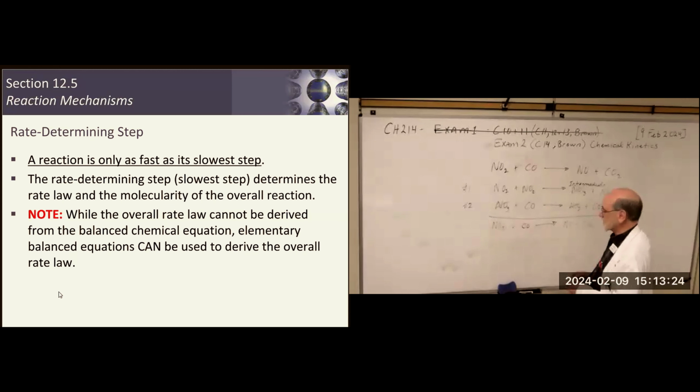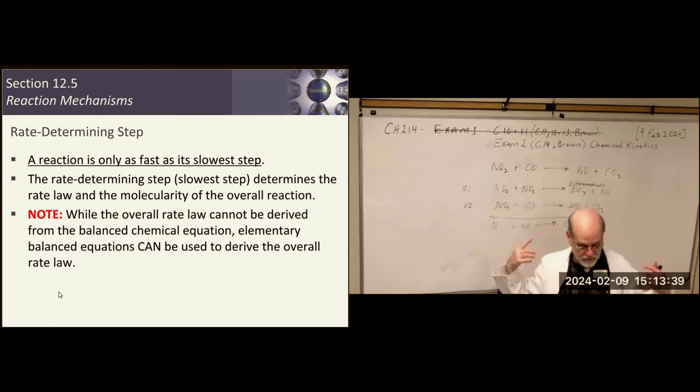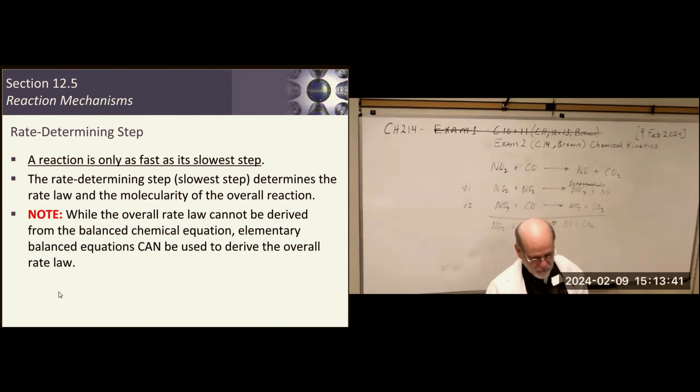Now, the rate determining step depends on which one's the slowest. That's the bottleneck. So the whole rate of the entire reaction is determined by which one of these is the slowest. I mean, we weren't told for this one, but it's still true. Sure.